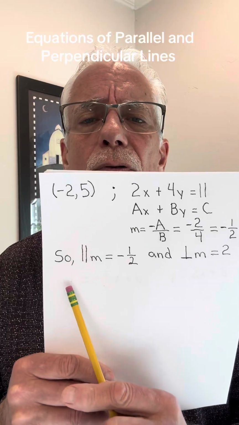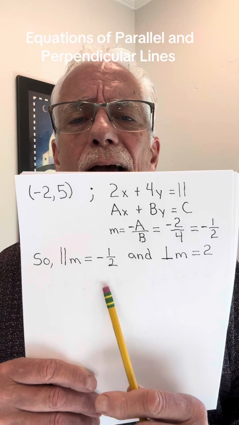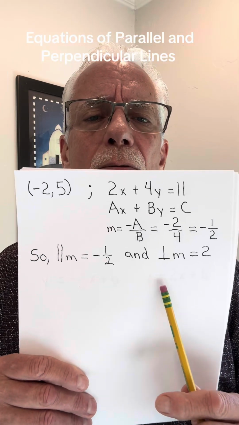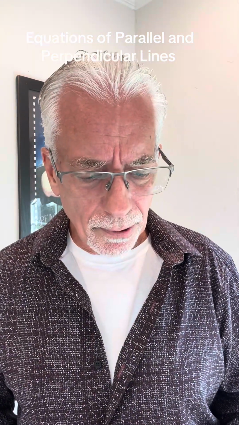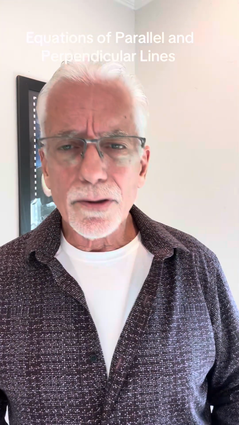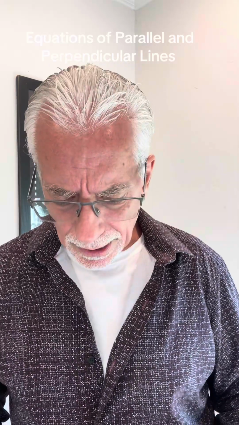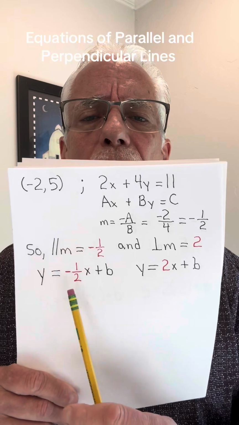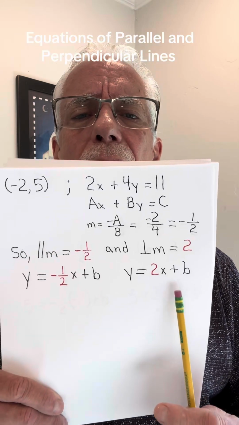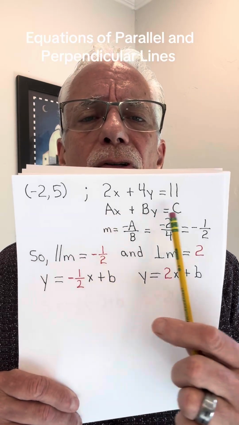Okay, so this one's going to be y equals -1/2 x plus b. This one's going to be y equals 2x plus b. And then we'll use that point, (2, -5), and substitute that in for the x's and the y's. So all I did is I just wrote the beginning of the equations. We're going to get b, and then we're going to convert it back to standard form.